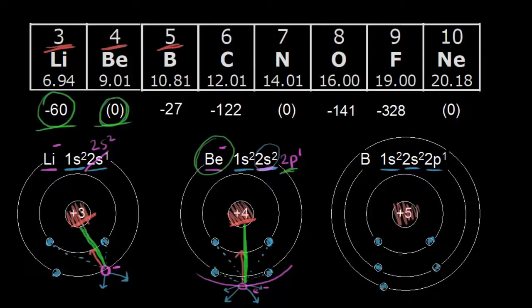And this electron in the 2p orbital, even though it is on average further from the nucleus, we've increased the amount of positive charge in our nucleus. It's now +5, and so that extra positive charge is enough to hold that last electron.